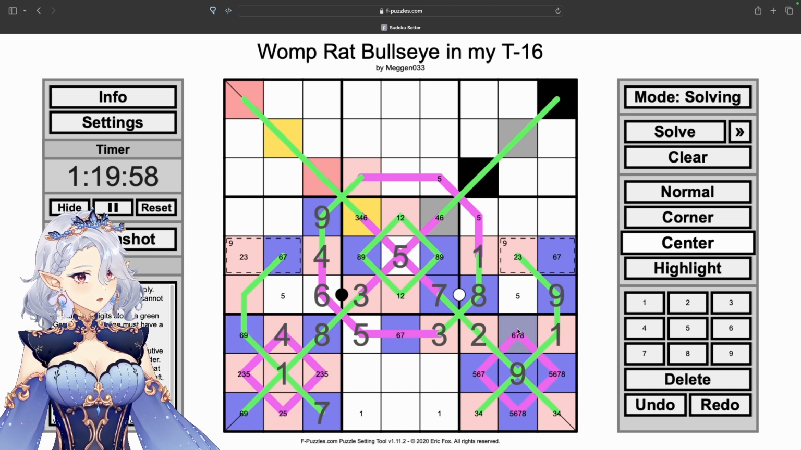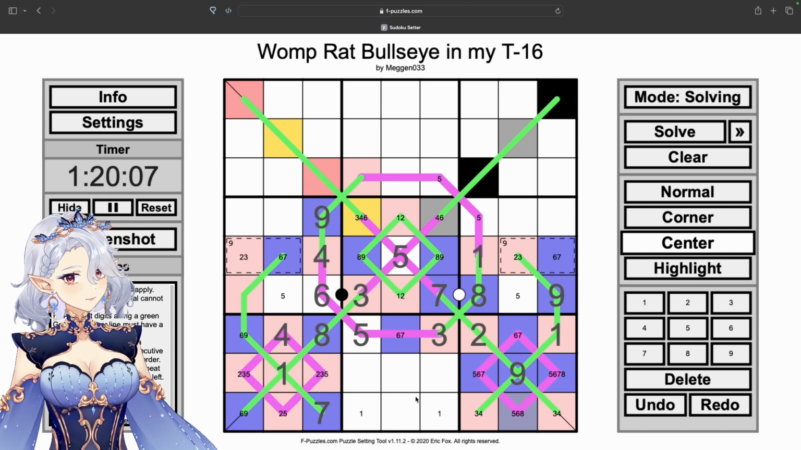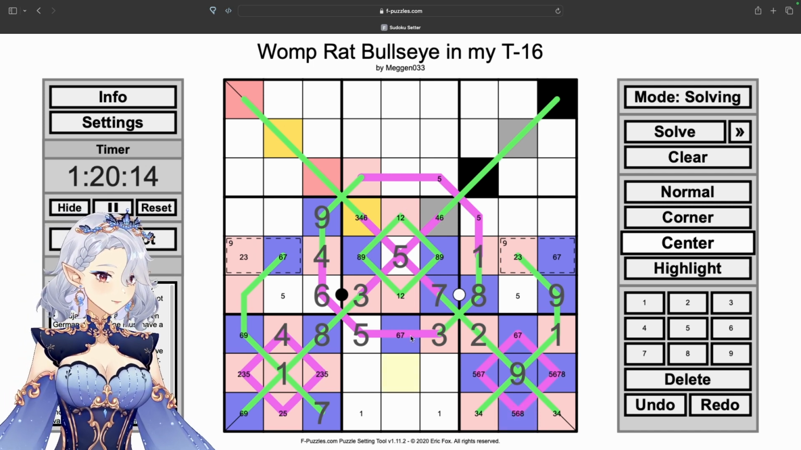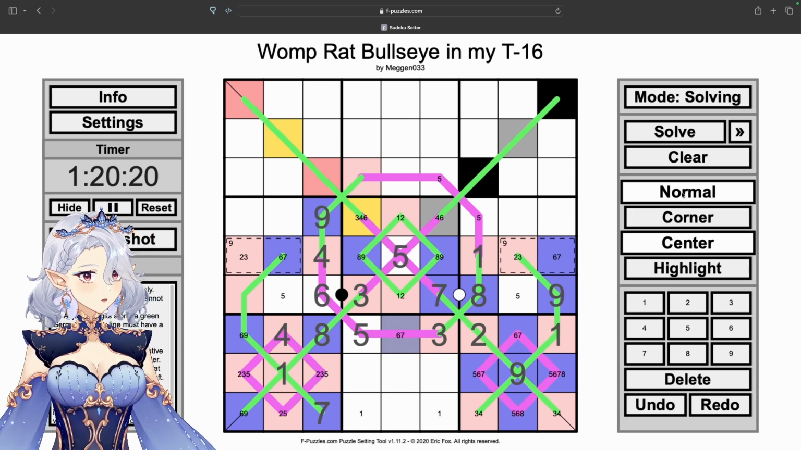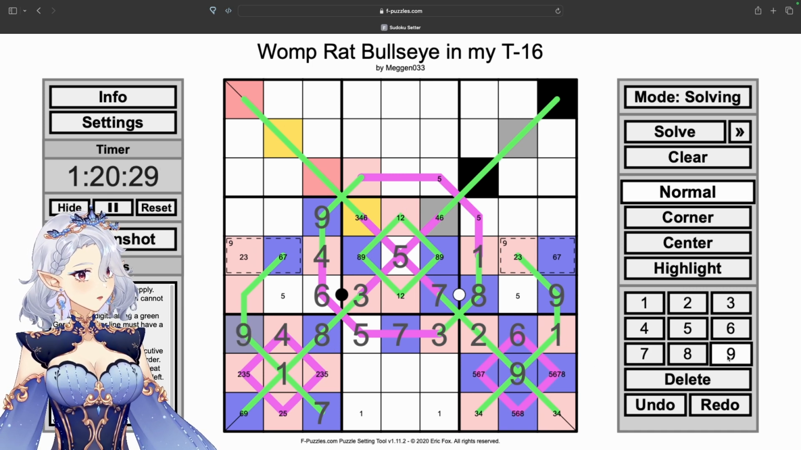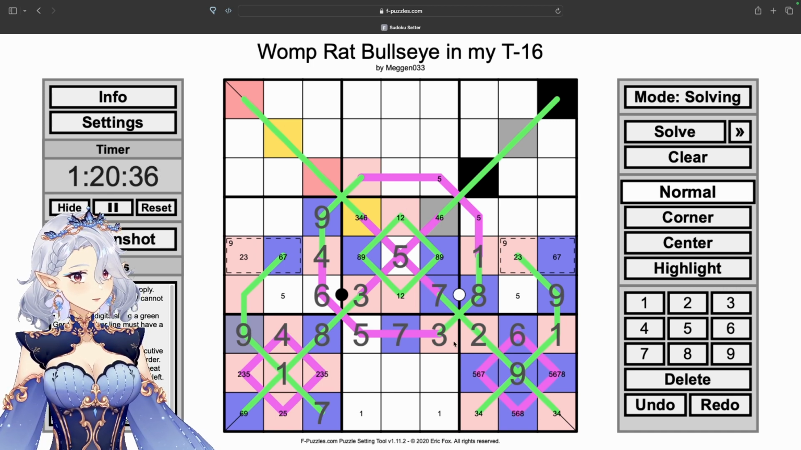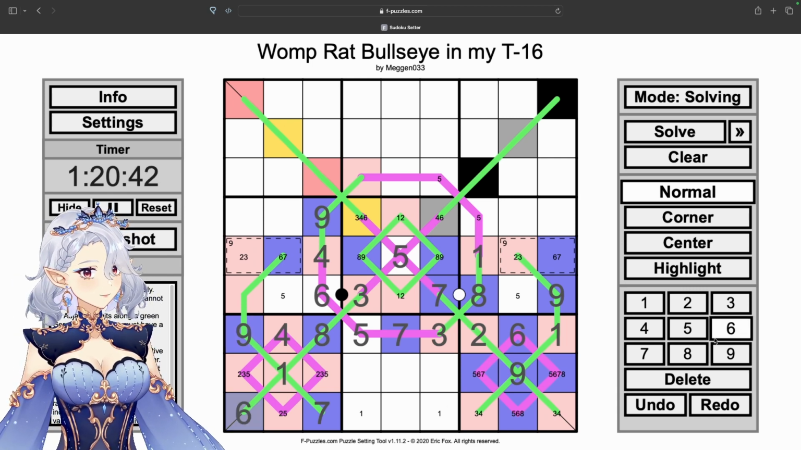Oh, this one cannot be an 8 anymore. This one cannot be a 7 anymore. And we have a 6-7 pair. Oh, this already is a 6, so this has to be a 7. Then this one has to be a 6. And this one has to be a 9. Checking 1, 2, 3, 4, 5, 6, 7, 8, 9. Everything is here. This one is a 6.